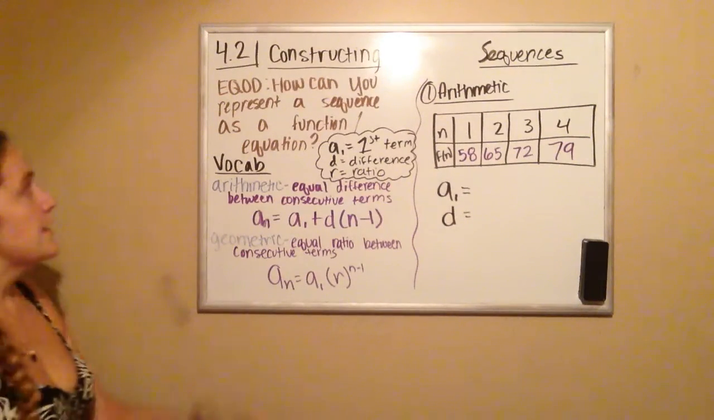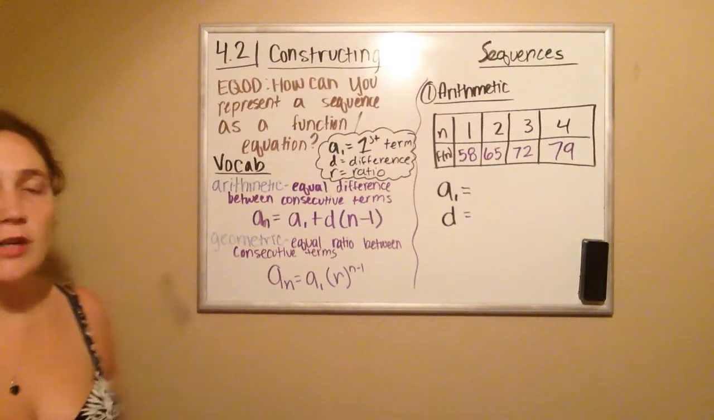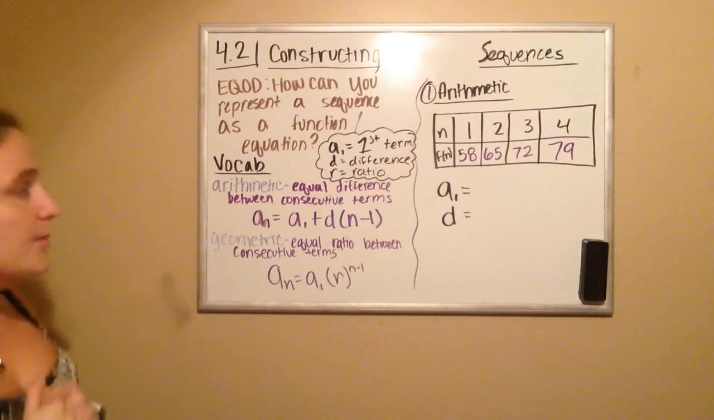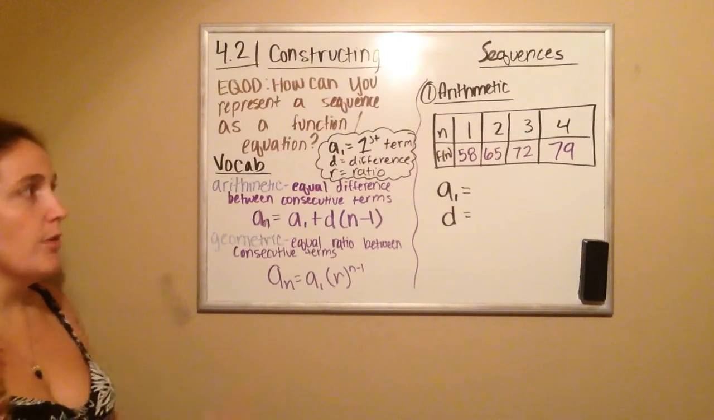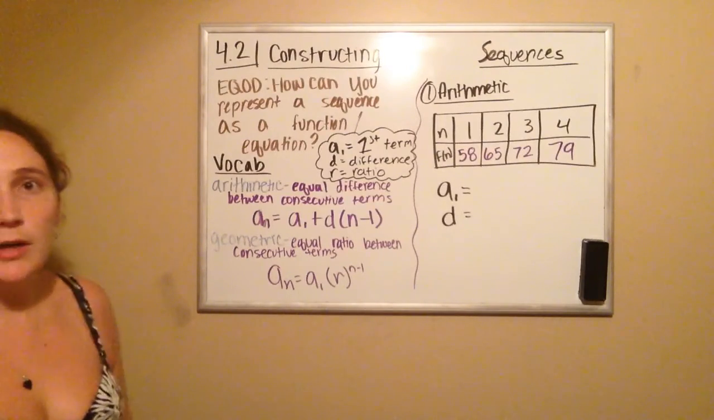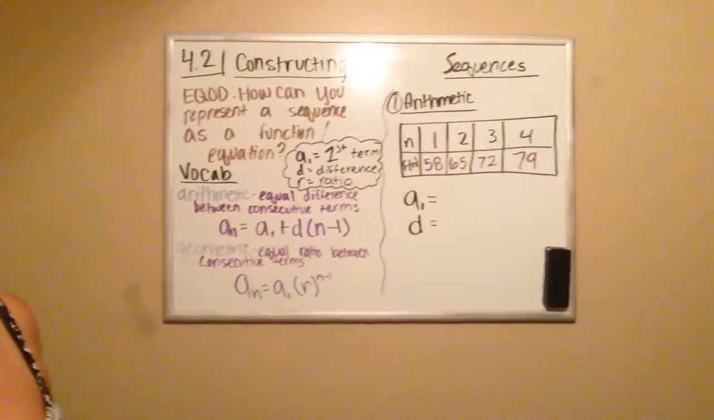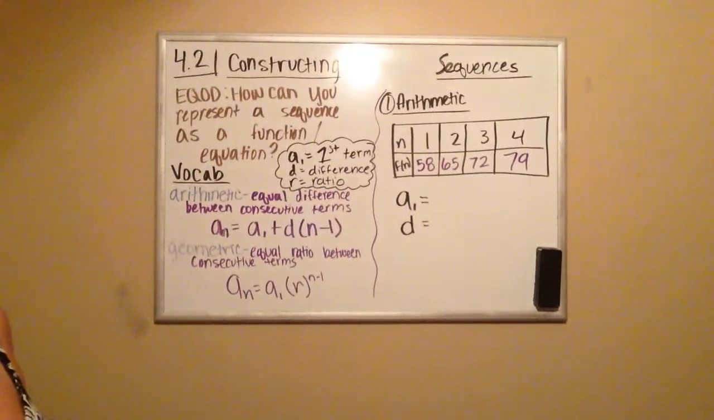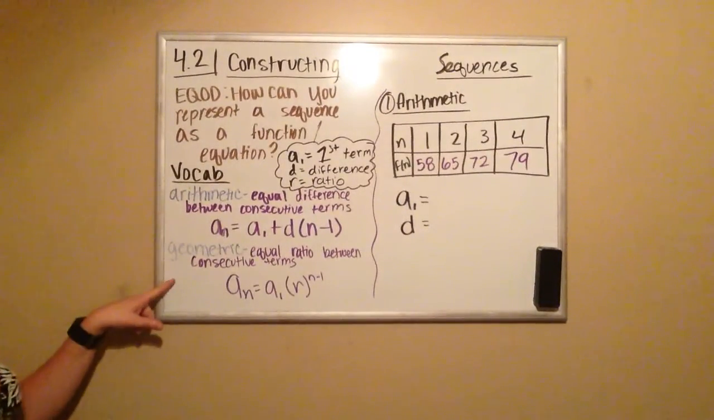Alright, so what we're doing today is section 4.2, constructing sequences. So we talked about sequences last time, and now we're going to be really getting into the formulas. All we're doing in this whole lesson is talking about these formulas and how to make the formulas for arithmetic sequences and for geometric.